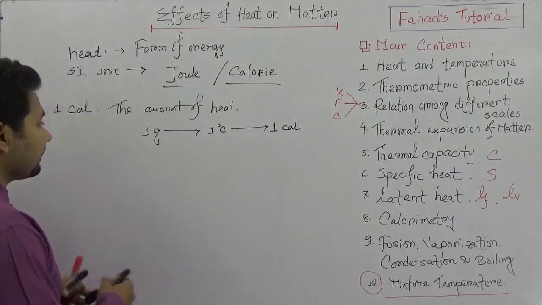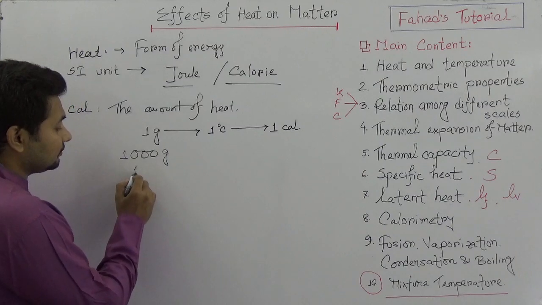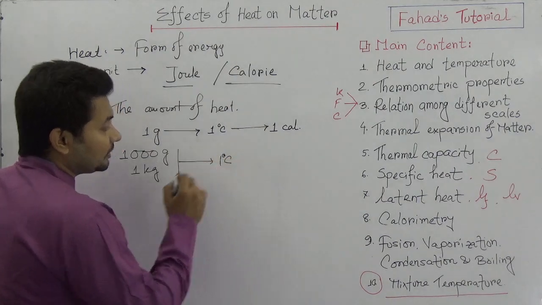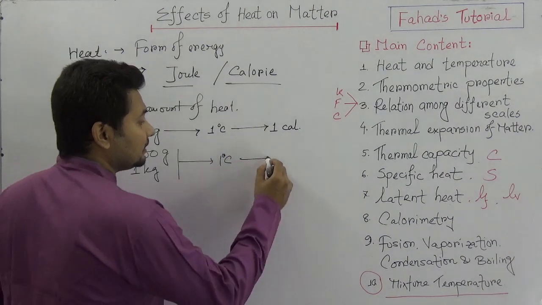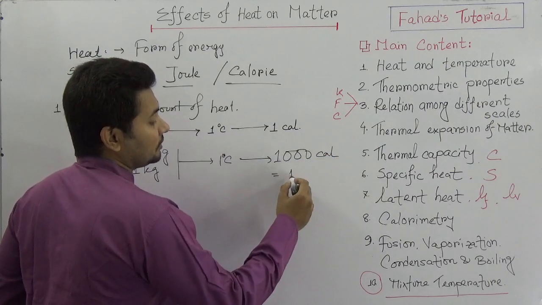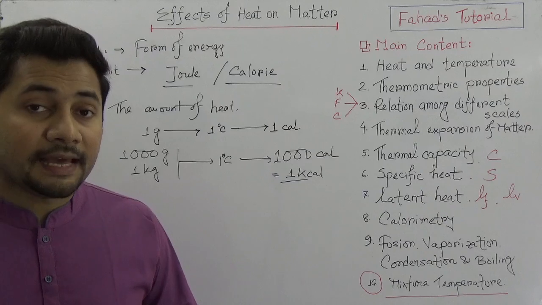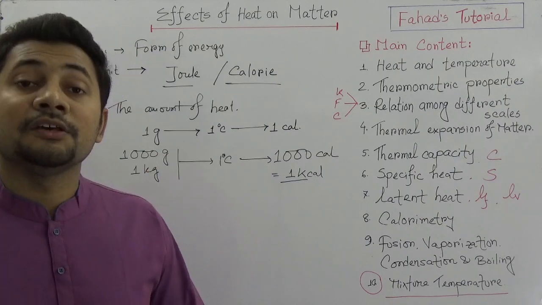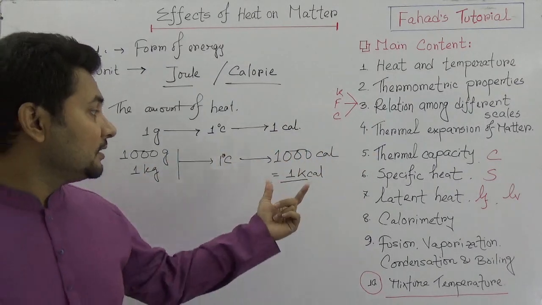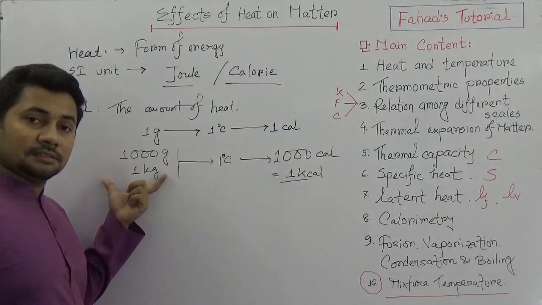But if it is 1000 grams, or 1 kilogram of water, to increase its temperature by the same amount, it requires 1000 calories. This 1000 calories is actually 1 kilocalorie. So we use kilo as the multiplication of 1000. In case of food energy, when we think about the amount of energy required, we usually use this unit, the kilocalorie. So this is the definition.